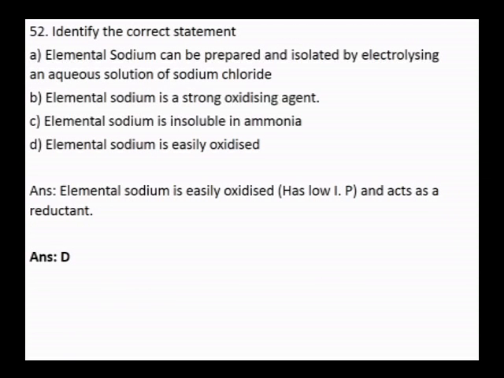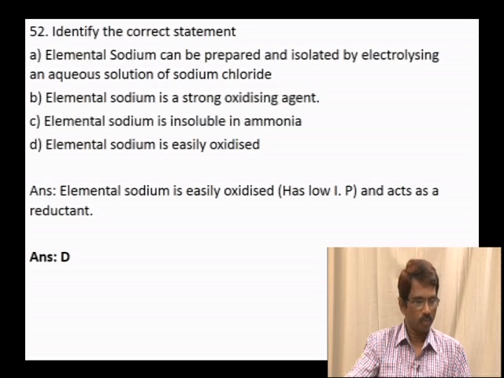And then question number 52. You have to identify the correct statement among the four options. The first option says elemental sodium can be prepared and isolated by electrolyzing an aqueous solution of sodium chloride. Definitely this is a wrong statement, because you can get sodium by the electrolysis of molten NaCl and not an aqueous solution of NaCl. Elemental sodium is a strong oxidizing agent. This is again an incorrect statement, because sodium can easily undergo oxidation and it can act as a reducing agent.